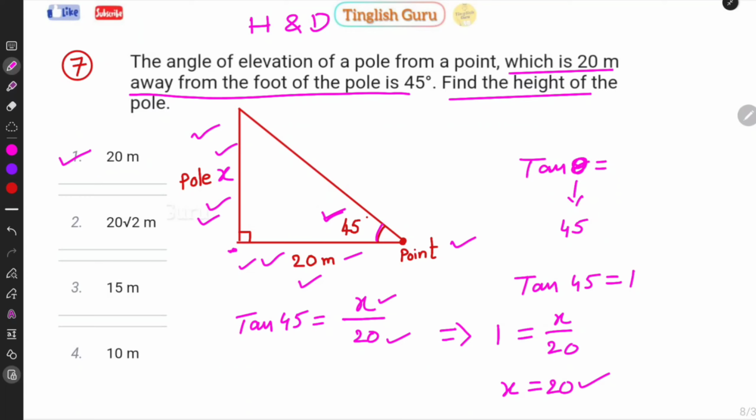Next, I would like to add one more thing. Regarding the entire properties which are useful for all the competitive exams related to the right angle triangle, I have made a separate video. So please go and watch that video. It will be very helpful for you.